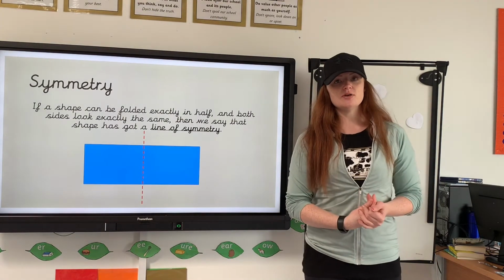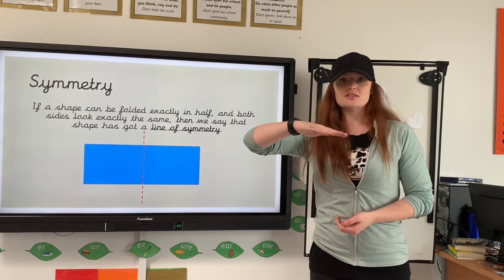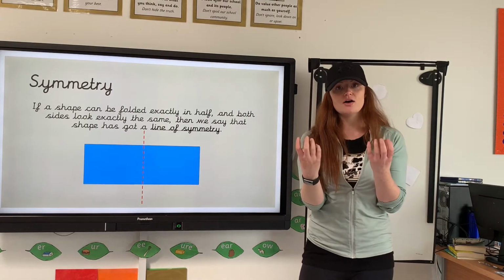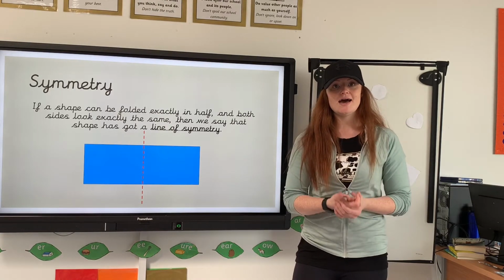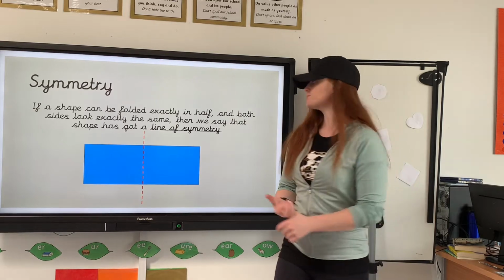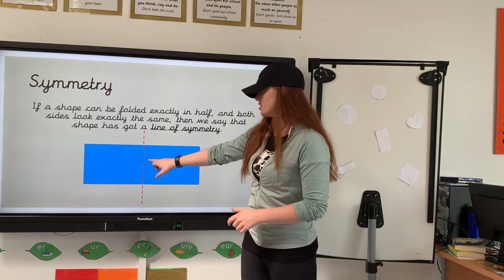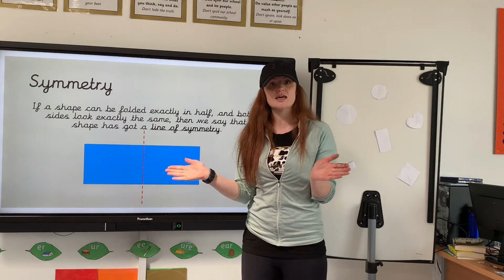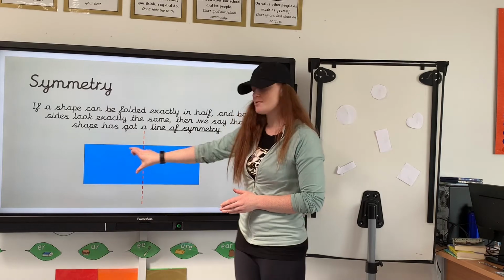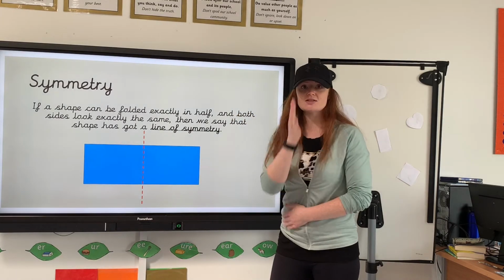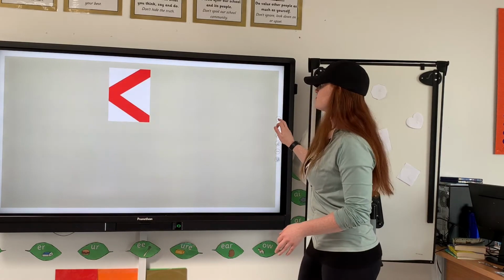If a shape can be folded in half, either vertically or horizontally, and both halves are the exact same, so they're identical, then it has a line of symmetry. For example, this rectangle here has a vertical line of symmetry, because if I folded that rectangle in half, this half is exactly the same size and shape as this half. That's what we call a line of symmetry, and it's going down vertically.